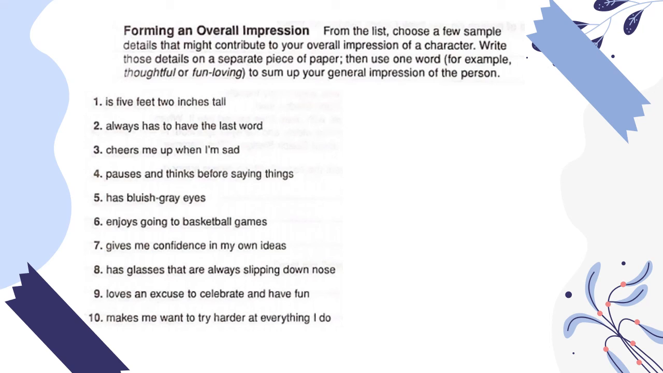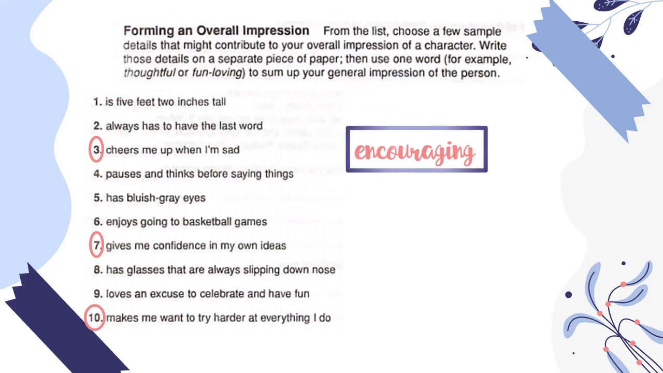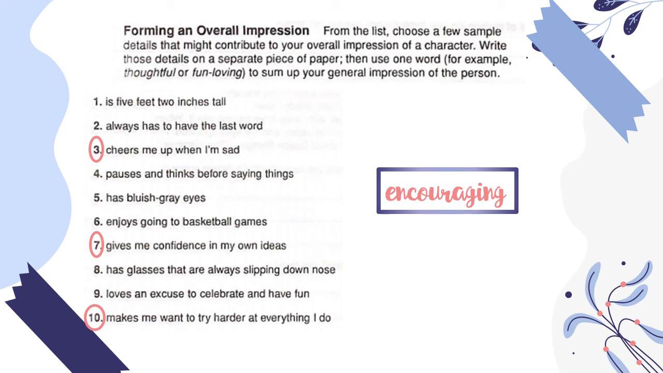Let me give you an example. Of this list, I chose cheers me up when I'm sad, gives me confidence in my own ideas, and makes me want to try harder at everything I do. Remember, I want you to do at least 3. You can do more if you want, but at least 3. And they should probably connect in some way, so that you can come up now with a one-word description of the person. Well, I'm going to say someone that cheers me up when I'm sad, that gives me confidence, makes me want to try harder, that they are encouraging. That would be my one word to sum them up. Just like up there, they give you the examples of thoughtful or fun-loving. So be creative. Think about this a lot.